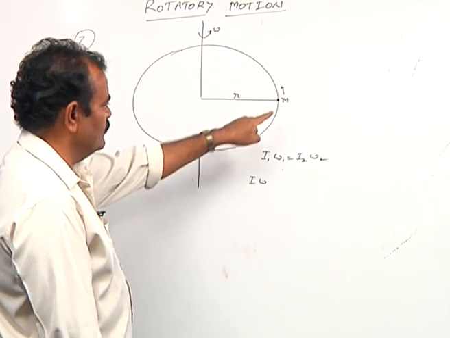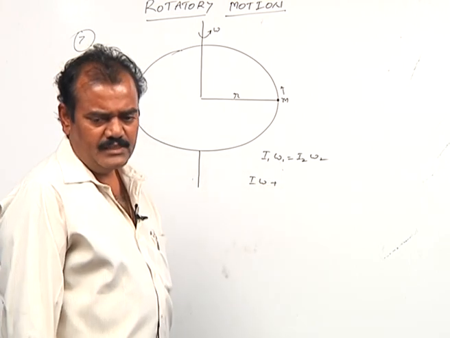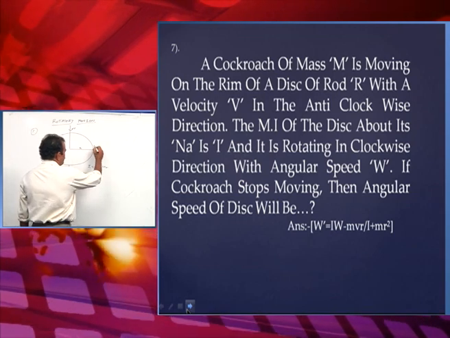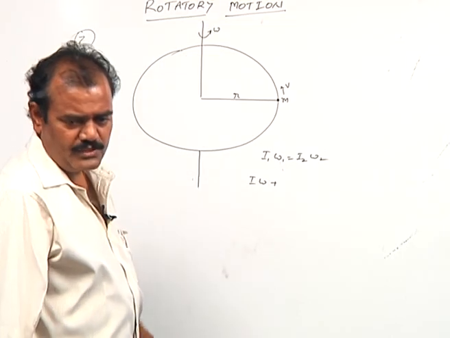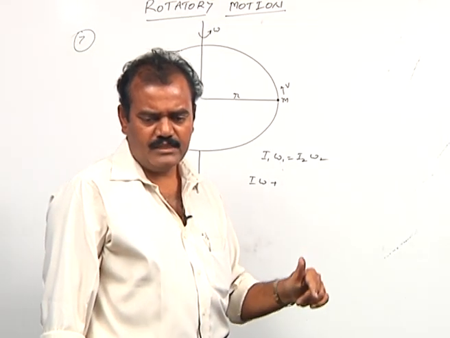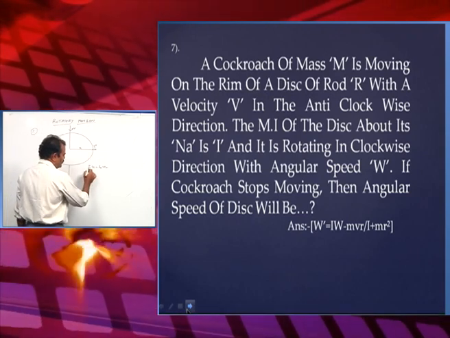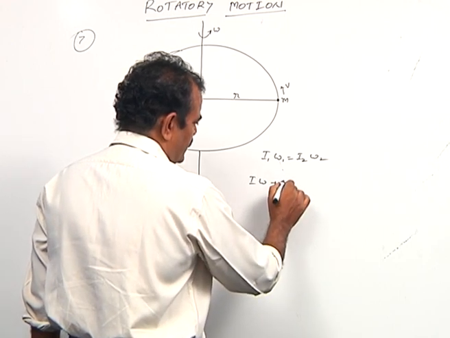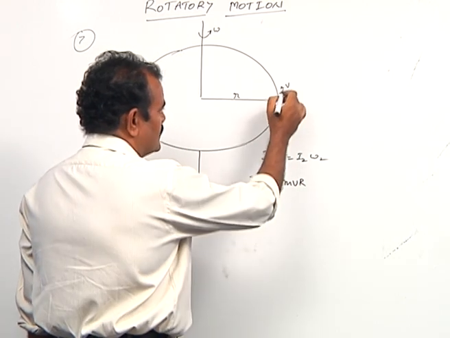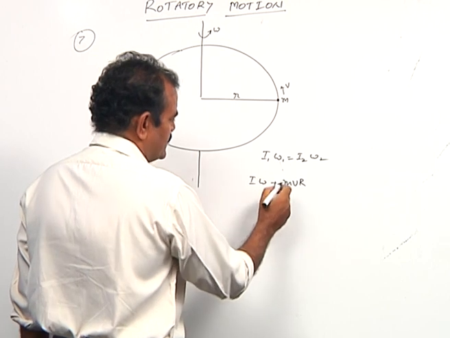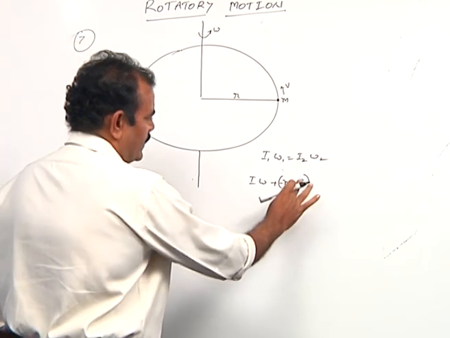Thereafter, for the cockroach you have to apply the general formula. Because it is moving with the speed v in anti-clockwise direction, as already given in the problem, you have to apply the general formula for angular momentum, that is mvr. But here the cockroach is moving in anti-clockwise direction, so it becomes minus mvr.